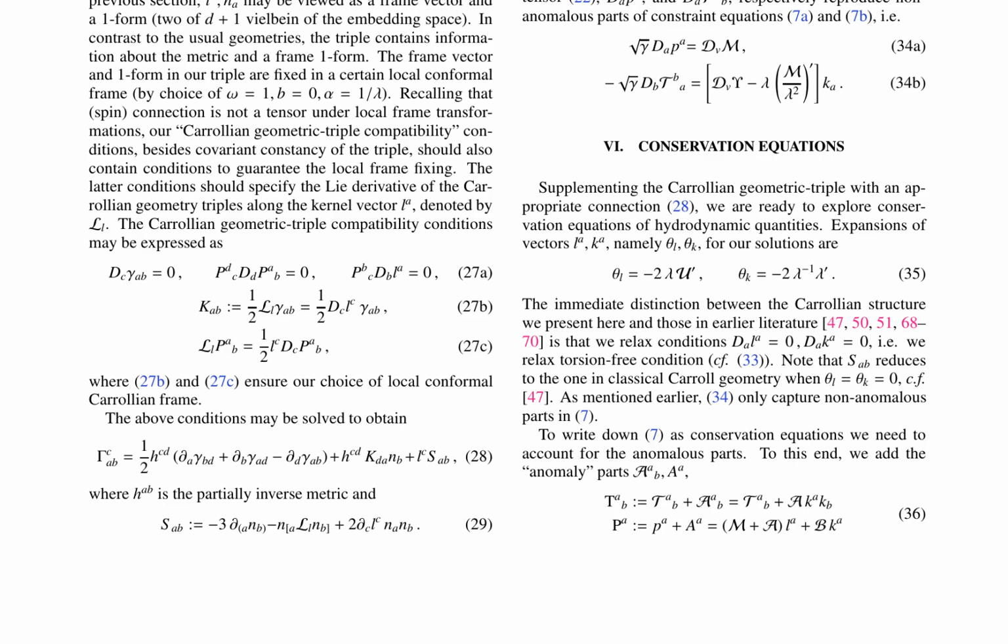The covariant phase space formalism is employed to derive the symplectic potential and surface charges for a Carrollian geometry. The hydrodynamic symplectic potential is rewritten in terms of a stress tensor and a null current, related to the energy, mass aspect, angular momentum aspect, and pressure. The conservation equations for the null current and stress tensor are derived, reproducing non-anomalous parts of the constraint equations, and the authors relax the torsion-free condition, distinguishing their Carrollian structure from earlier literature.